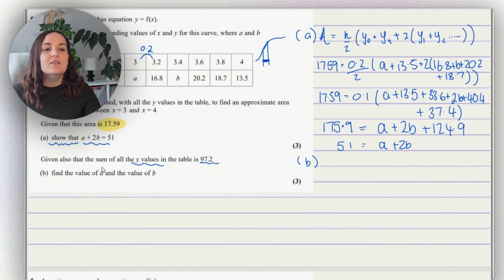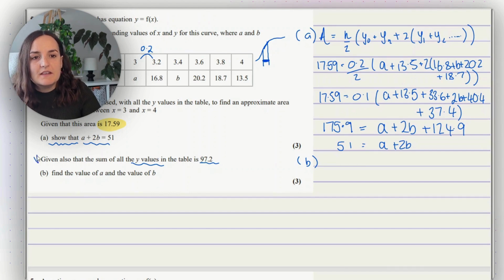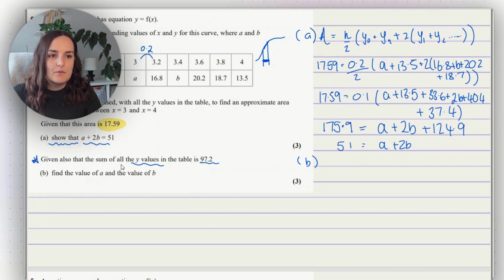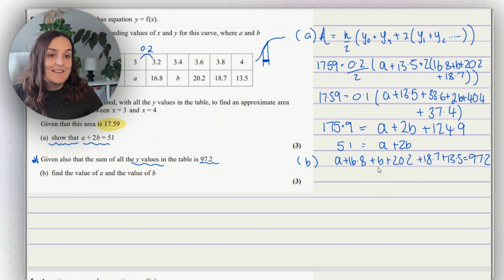So it says, given also that the sum of the y values in the table is 97.2, find the value of A and B. So you should be reading this and thinking, now, I can make an equation from that quite easily. I just write these as a sum, and I put it equal to 97.2. So that's what I'm going to do here. Okay, and then I'm going to simplify.